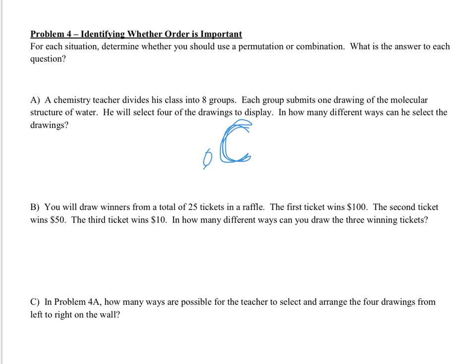You have 8 groups, and he's choosing 4. Again, you might have to push the 8 first, and then you go to math again, over to prob, and then we have a combination, which looks like this. Push enter, go down to combination, push enter. The 8, the larger number, always goes first. There's 70 different ways that you could do this.